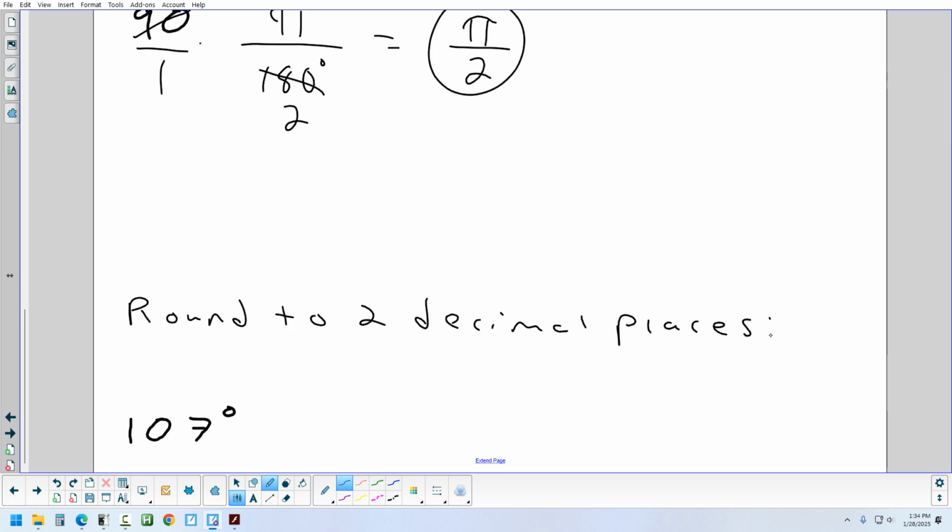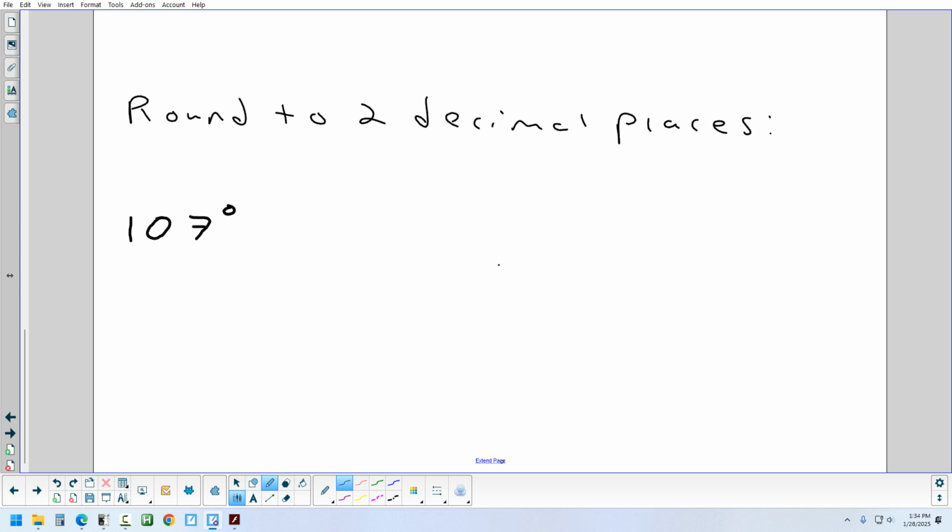Okay. How do you know if you should round to 2 decimal places? It's going to say it. If it doesn't say round, then you always leave your answer with pi. Rounding to 2 decimal places doesn't change how you do it. Put it over 1 if you want. What are we going to multiply by?